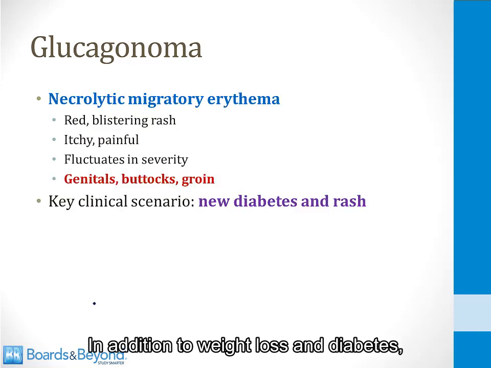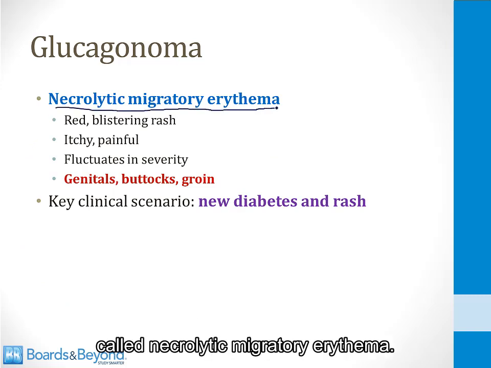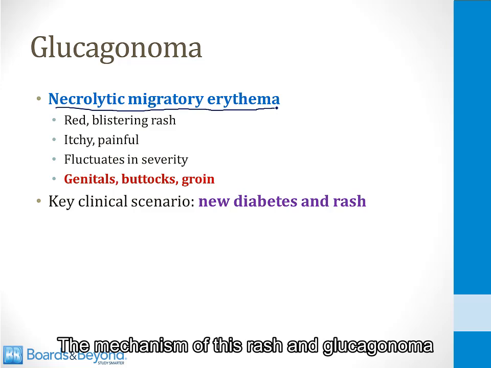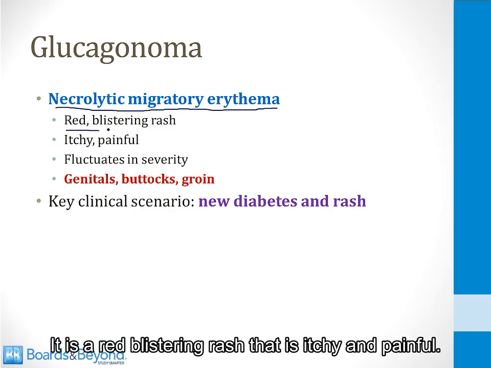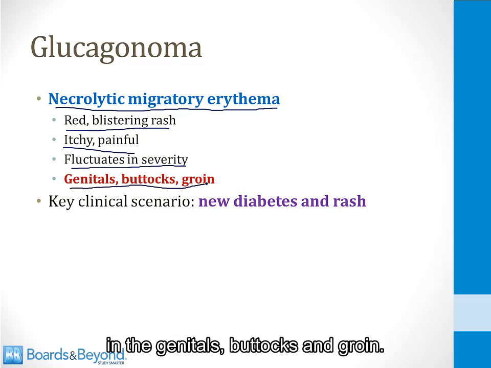In addition to weight loss and diabetes, another classic feature of glucagonomas is a peculiar rash called necrolytic migratory erythema. The mechanism of this rash in glucagonoma is poorly understood. It is a red blistering rash that is itchy and painful. It tends to fluctuate in severity, and it classically occurs in the genitals, buttocks, and groin.